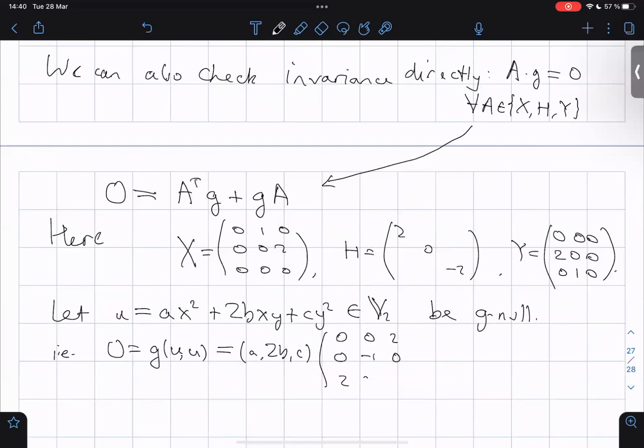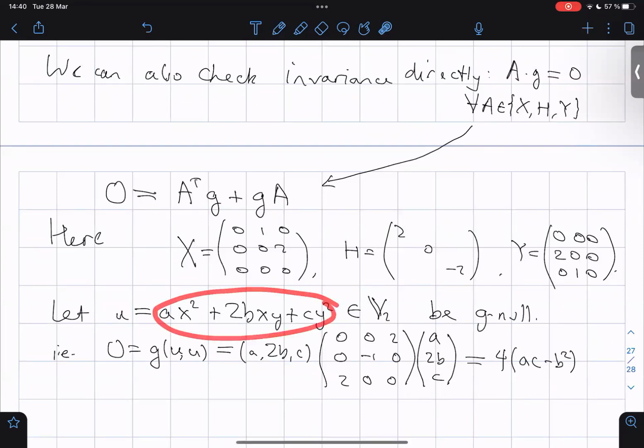I feed this, basically feeding this into the bilinear form. Okay. So you carry out that matrix multiplication, and what you're going to get after collecting is 4 times AC minus B squared. Okay. So what is this expression? Right? That's the discriminant of this polynomial.